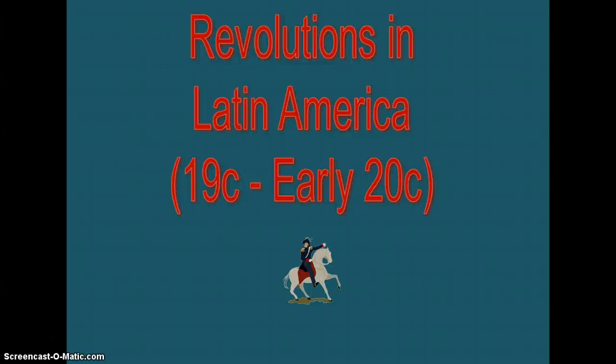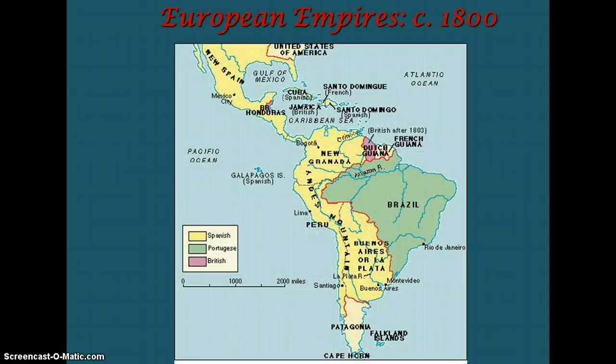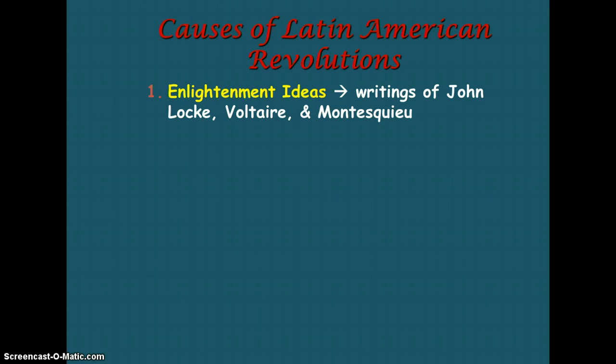Here we have the revolutions in Latin America. Here's just a map showing you the European controlled areas. You have yellow for Spanish, green for Portugal, and that violet is Britain. So what are the causes of the Latin American revolutions?